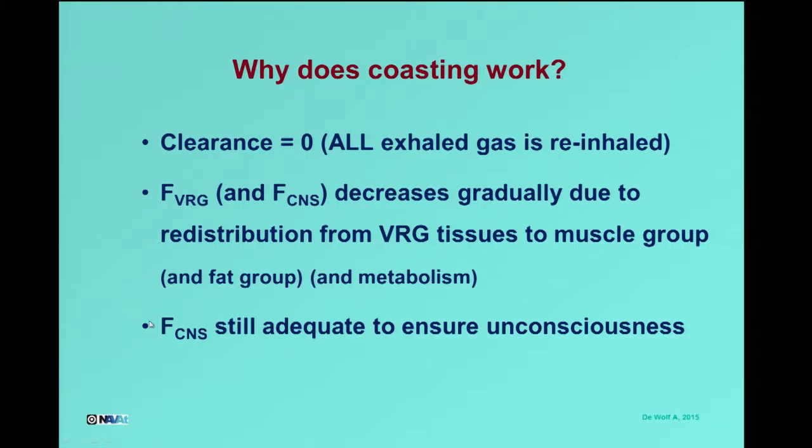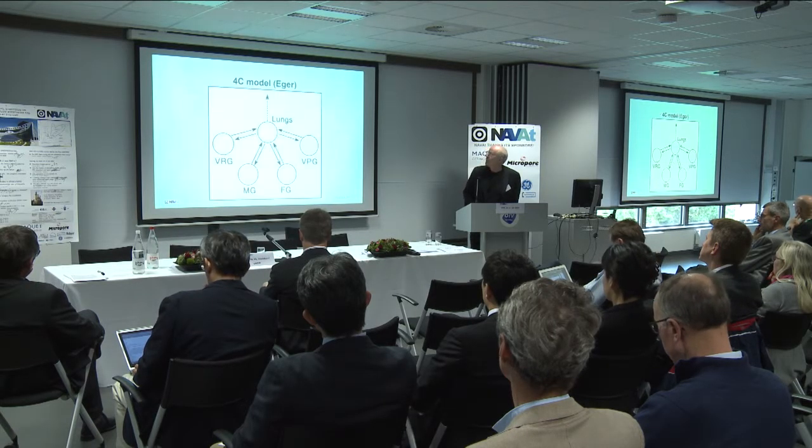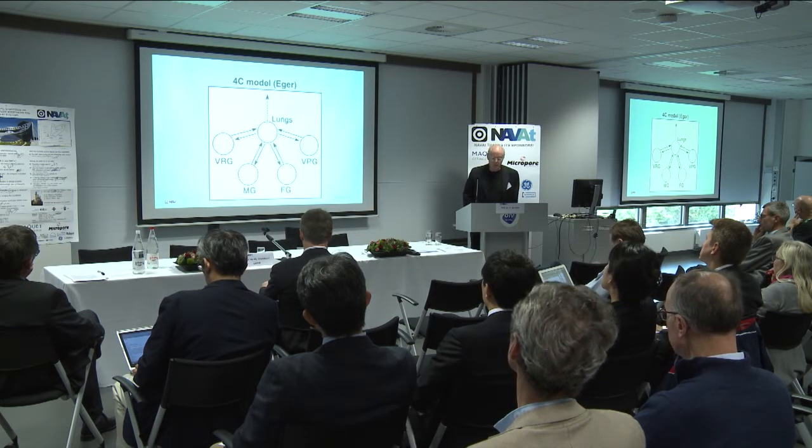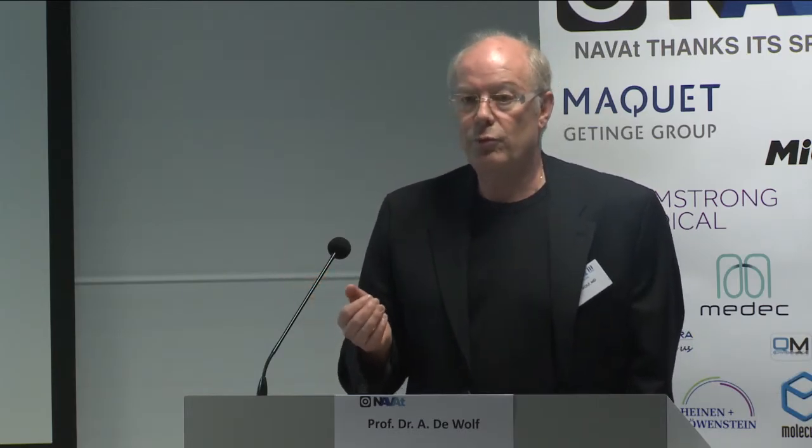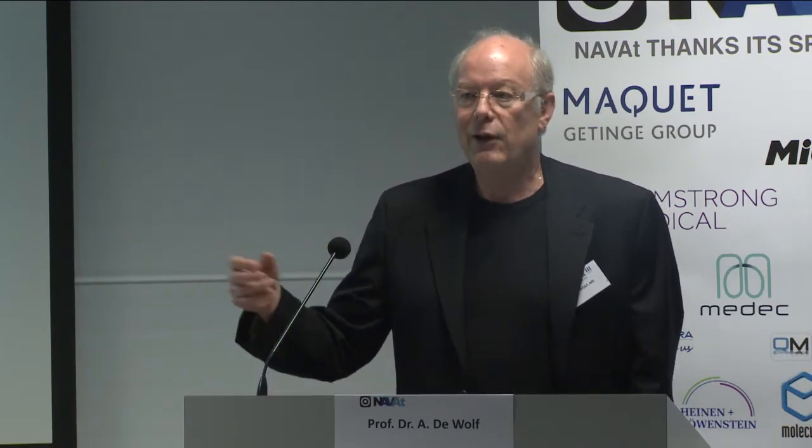And the goal now is to maintain the partial pressure in the CNS long enough so that we can maintain the state of unconsciousness in our patient. So we all know the 4-compartment model of Eger. And what coasting means is that we eliminate the clearance through the lungs, and some of the vapor that was in our vessel-rich group will get redistributed to the muscle group, because most of the time the muscle group is not quite as saturated as the vessel-rich group. Therefore, its partial pressure is lower, and our vapor or anesthetic gases move according to partial pressure gradients.